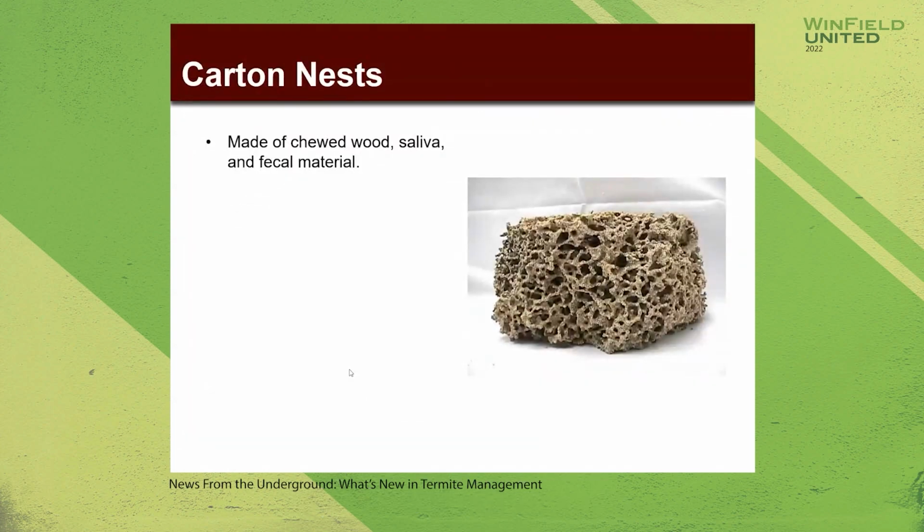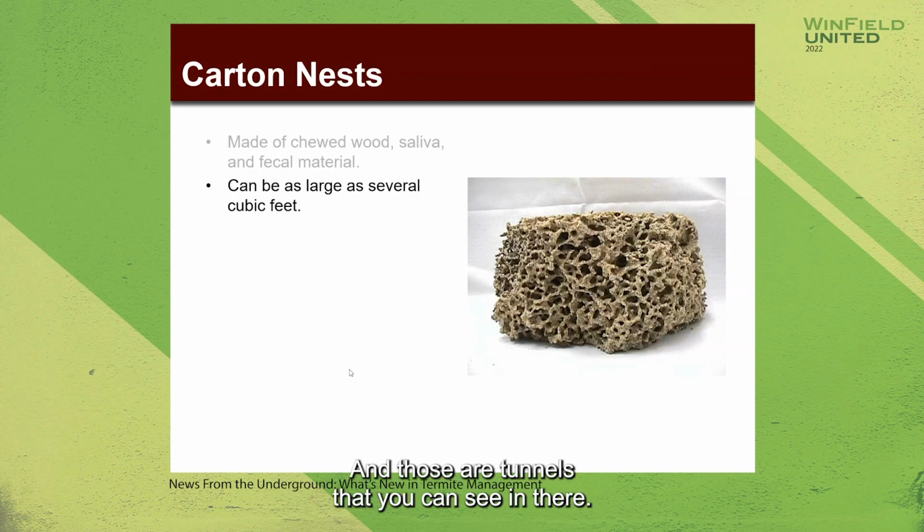Okay, so the other thing Formosans do is they build a nest. You're looking at what we refer to as a carton nest. This was taken from a wall void. It's constructed of chewed wood, saliva, and feces from the colony. And those are tunnels that you can see in there. And they get really big, several cubic feet.